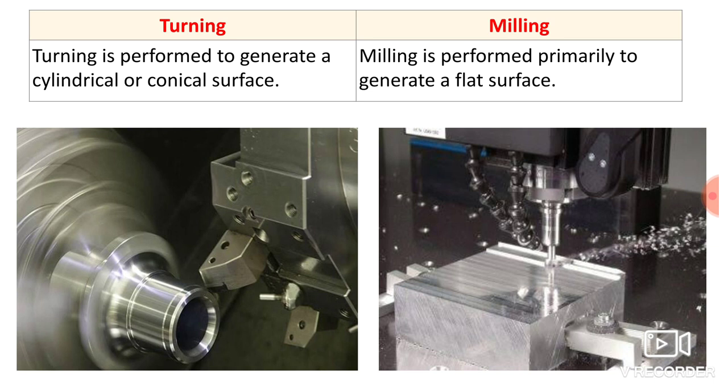When you want a cylindrical component, you have to prefer the turning operation, or choose the lathe machine. And when you want to produce a prismatic component which has length, breadth and height, or a flat surface, you have to go for the milling operation and choose the milling machine.